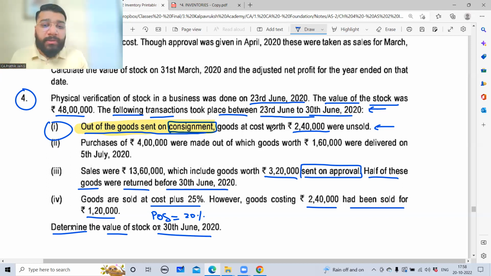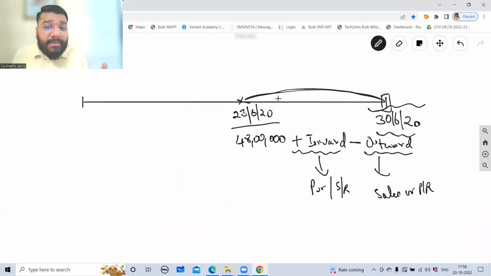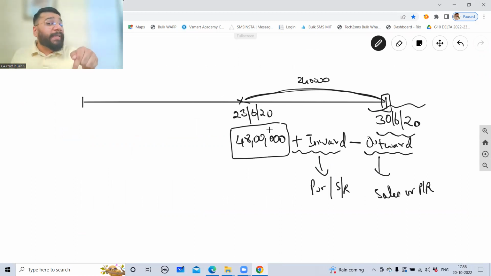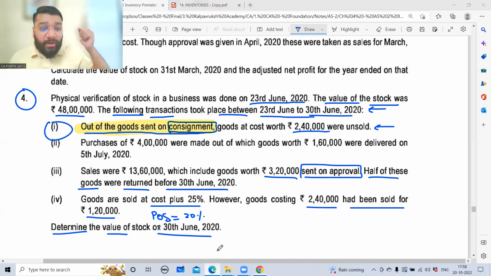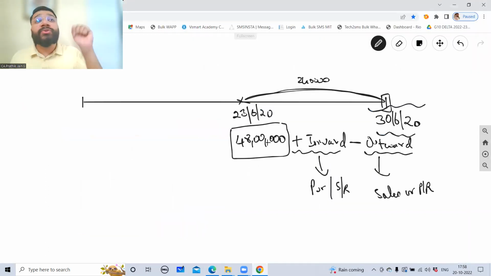So we've learned in the consignment concept that if any goods are unsold and lying with the consignee, that is our stock. So we need to include that in our stock. Now my question to all of you: if your assumption is that these goods were sent on consignment between this period, can I say that when you were taking the inventory verification on 23rd June, this 48 lakh had the 2,40,000 worth of goods? Because only after that the goods were sent. If you are assuming that these goods were sent on consignment after 23rd June, then this 48 lakh includes 2,40,000.